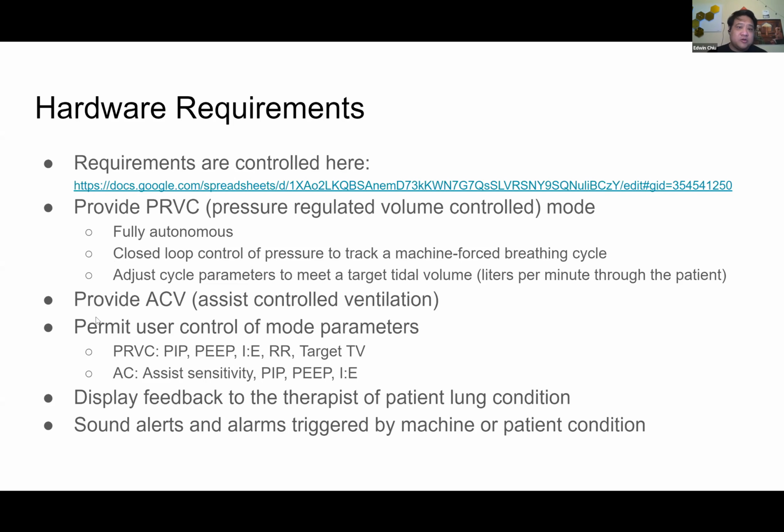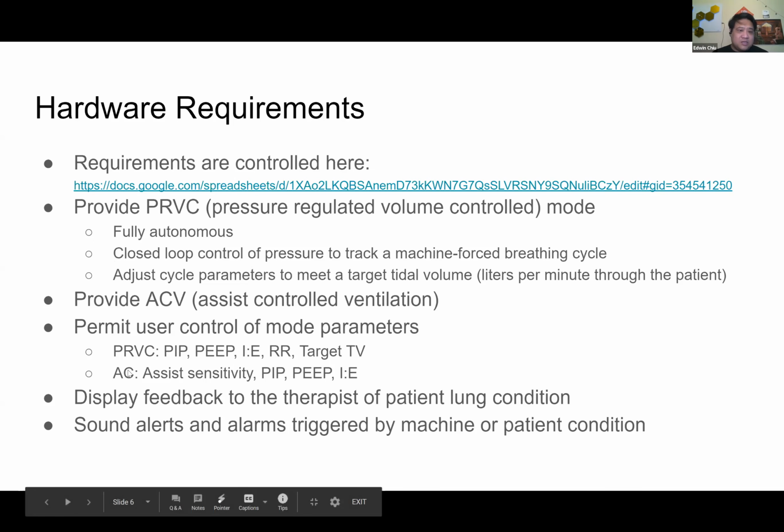We want to permit user control of these mode parameters. So for PRVC, we have the peak inspiratory pressure, or PIP, the positive end expiratory pressure, or PEEP, the IE ratio, which is inspiratory expiratory ratio. That's the time ratio between how much time is spent inhaling versus exhaling, the respiration rate in breaths per minute, and the target tidal volume in milliliters.